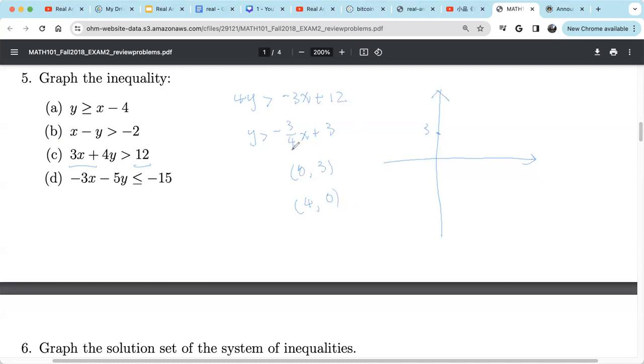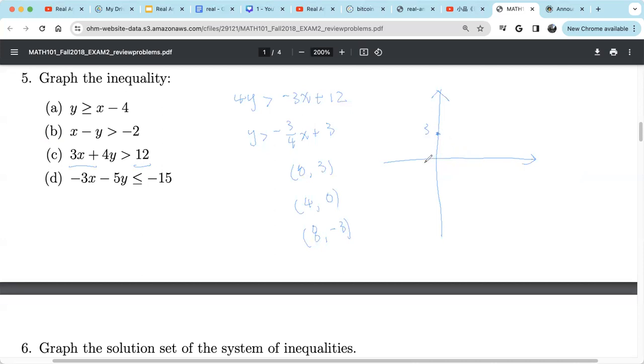If we want to be precise, or afraid of making a mistake, we can get one more point. One more point, and maybe we'll get x equals 8. x equals 8, very big. Because 8 times negative 3 over 4, 8 divided by 4 is 2. Negative 3 times 2, negative 6. Negative 6 plus 3, negative 3. So we can grab those 3 points.